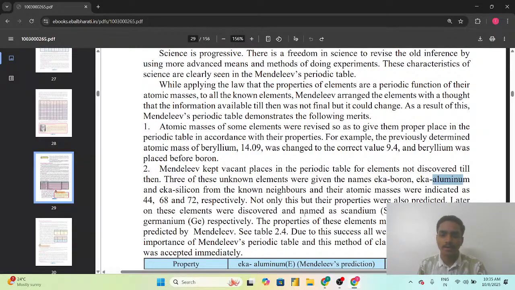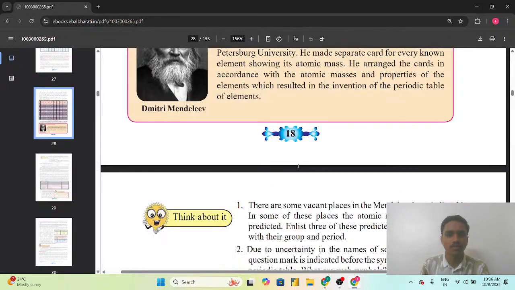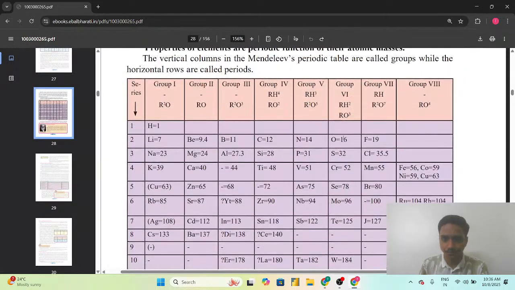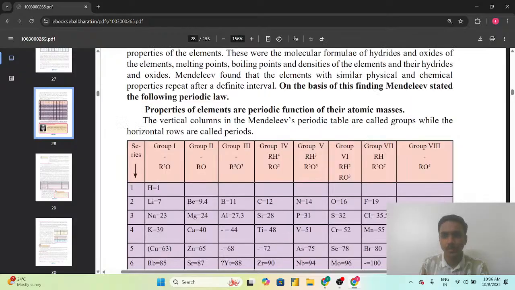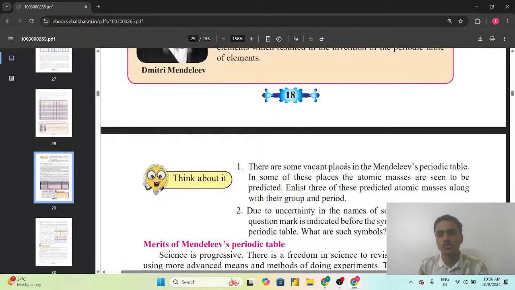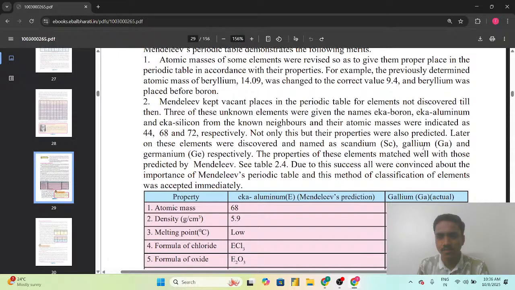But later when these elements were found, they found similar properties, as we have seen. He has formed the groups and the periods in the periodic table, groups and periods. So later when these elements, that is scandium Sc, gallium Ga, and germanium Ge, were found, they found similar properties with that particular group and the row. So those elements occupied the places of Eka boron, Eka aluminium, and Eka silicon respectively.